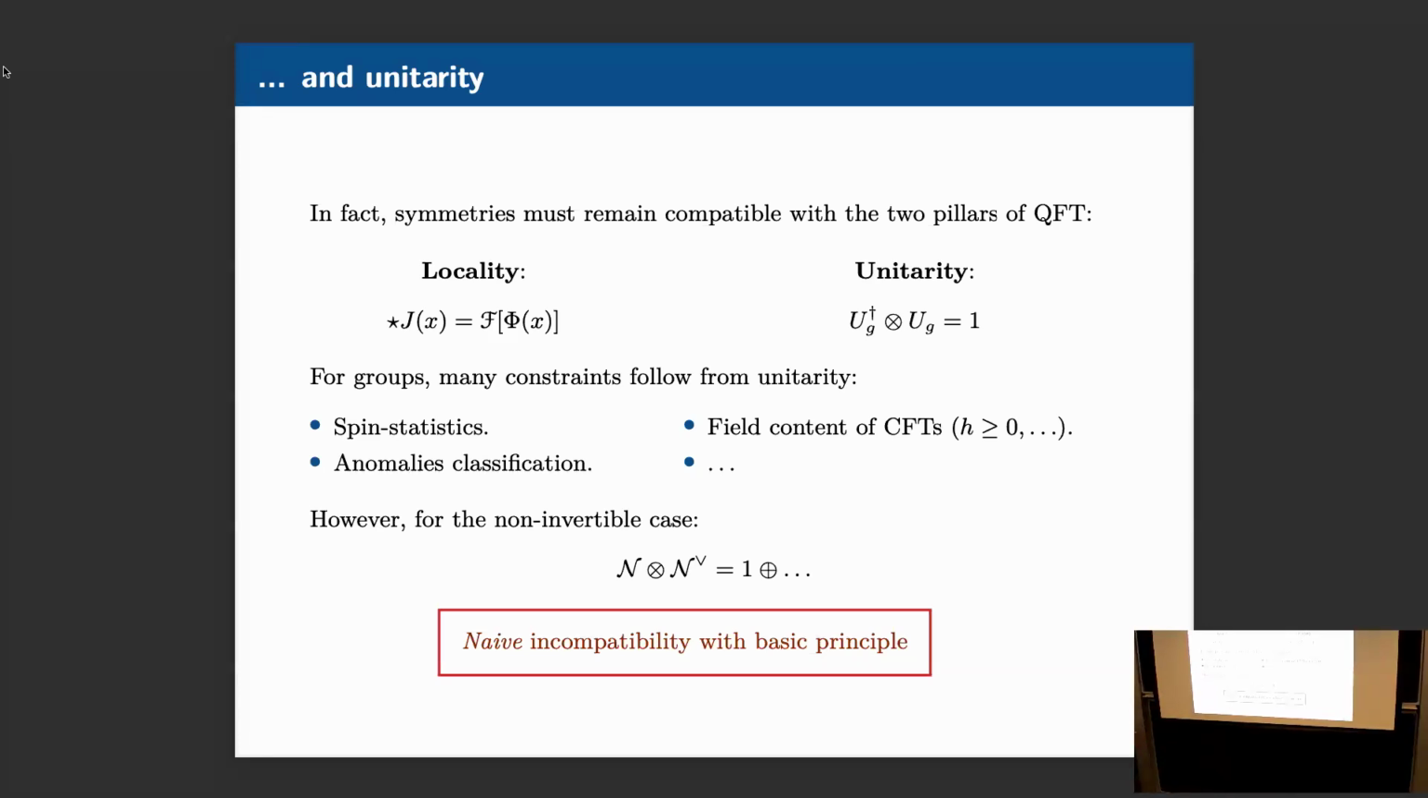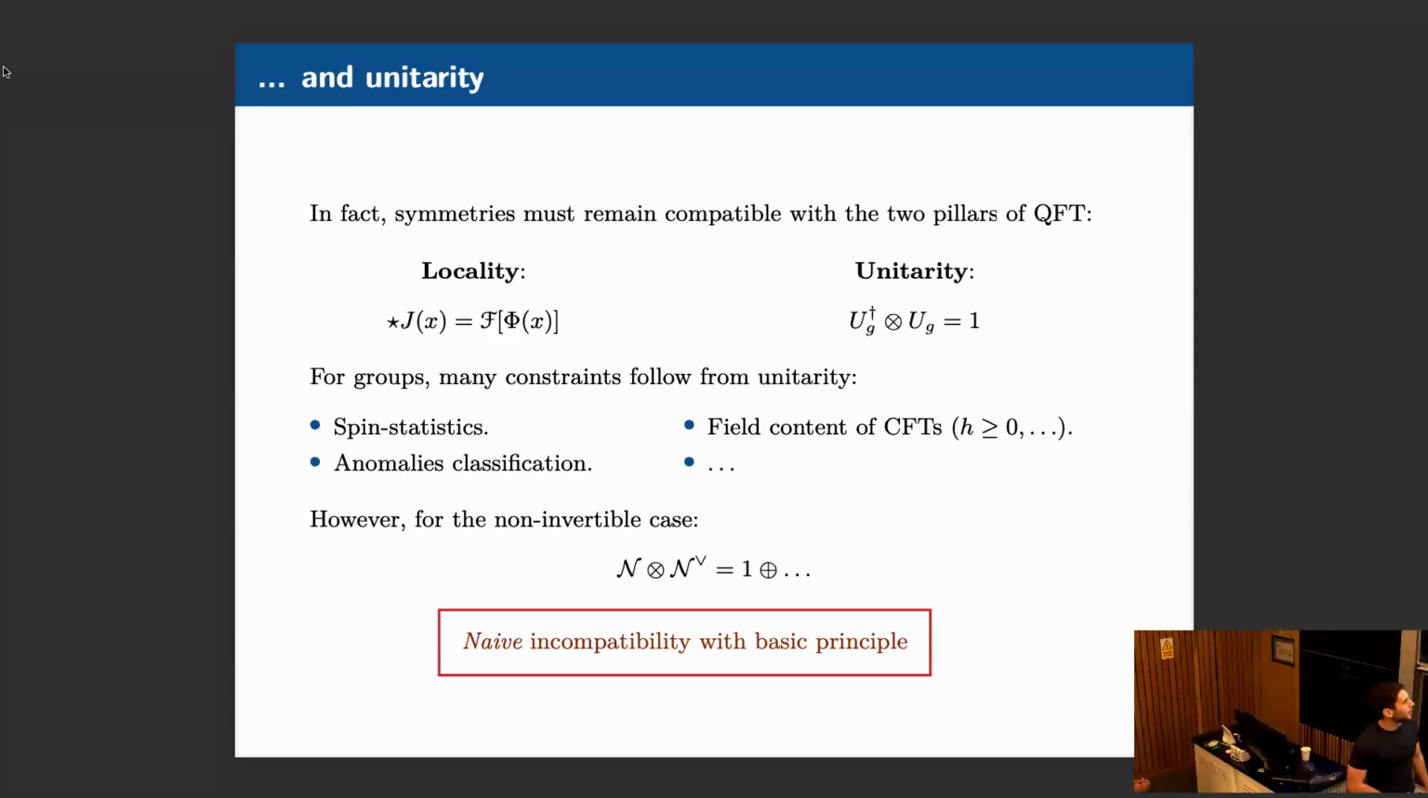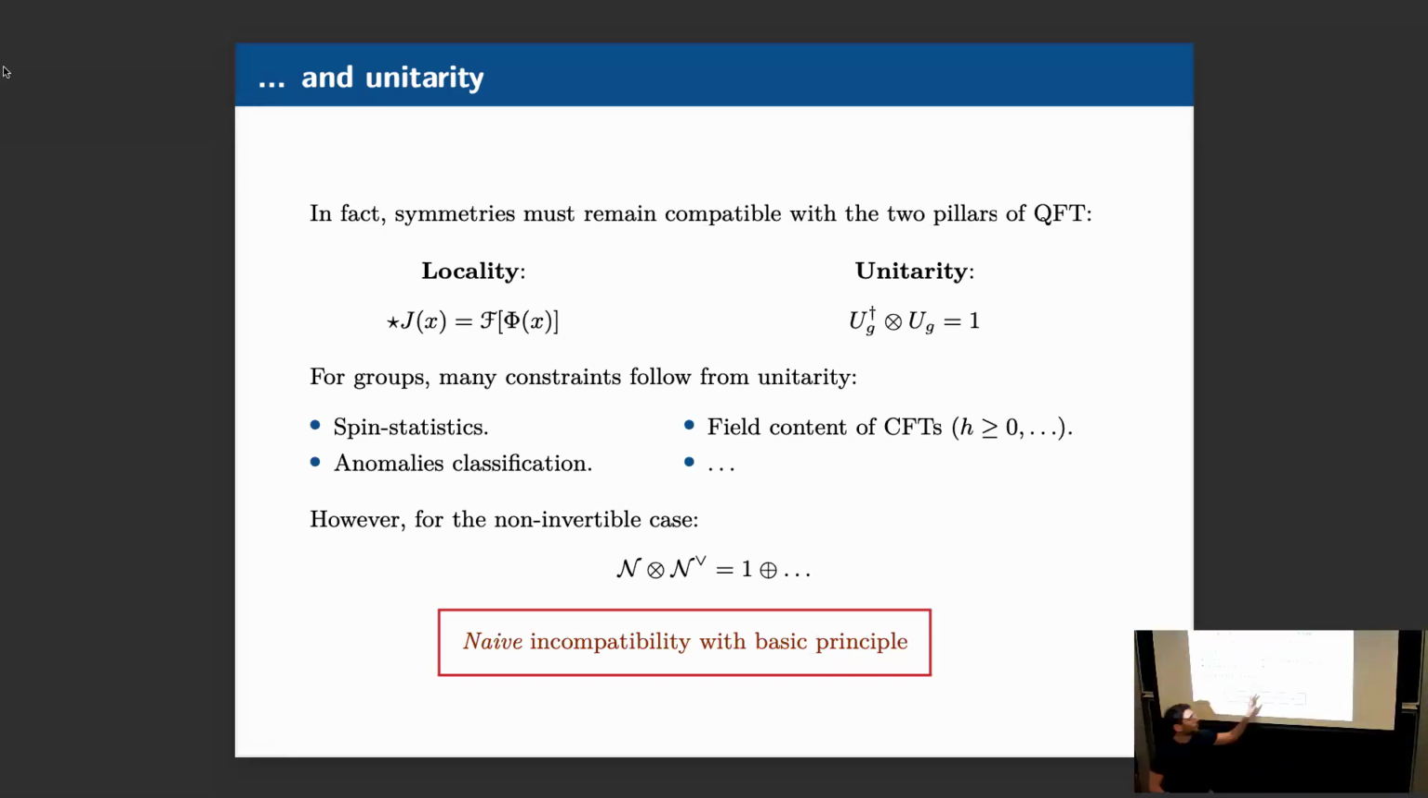And I want to remind you that the notion of unitarity for standard group-like symmetry is a very important one and allows us to put many non-trivial constraints on theories. So say, for example, it gives us the notion of spin-statistics, can put some constraints on the field content of CFTs and so on. So this is fine. And then you can ask yourself, are these new kinds of categorical symmetries compatible with these kinds of pillars? And naively, at first sight, you might claim that unitarity is not compatible with categorical symmetry simply because you are throwing away the notion of an invertible element, which is necessary to have a notion of unitarity in this sense.